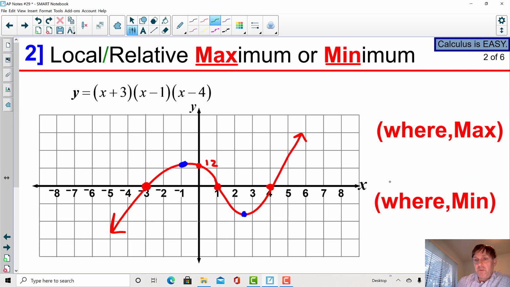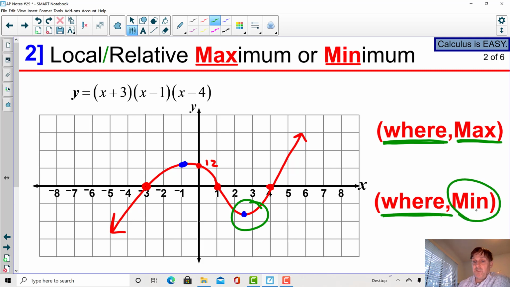I also want to point out that the x value is just where it happens. So for a max, the x value is where it happens, but the maximum is actually the y value. For the minimum, the x value is, again, just where it happens, but the actual minimum value is going to be the y value.